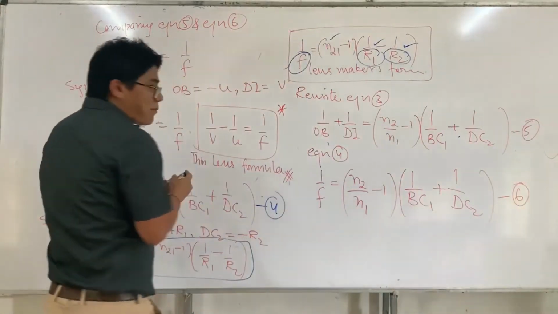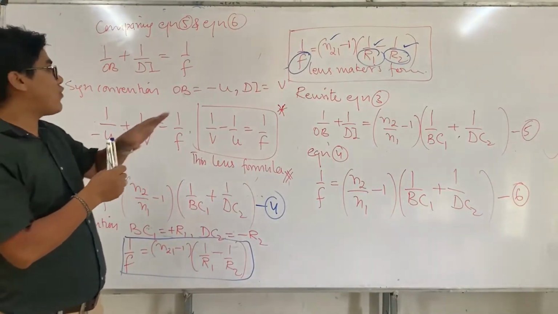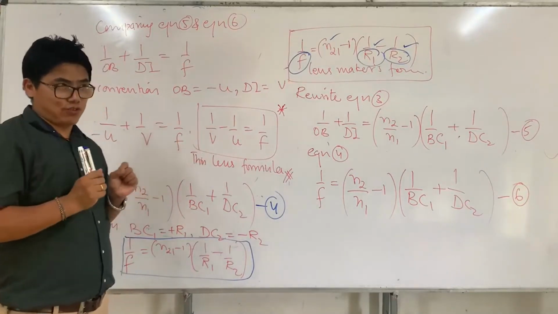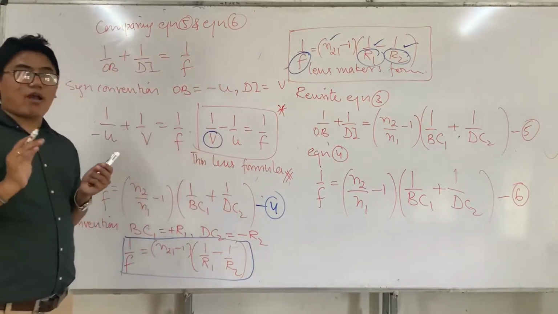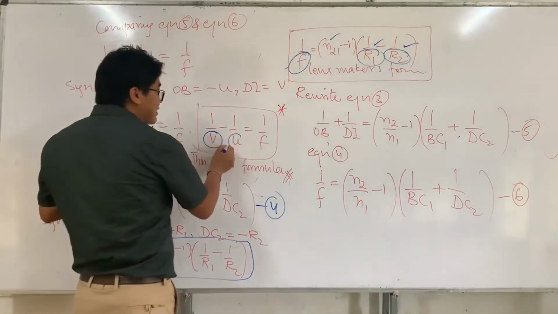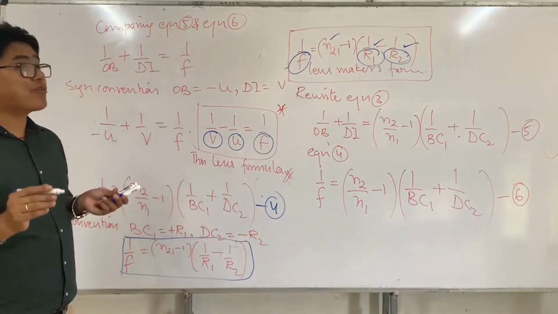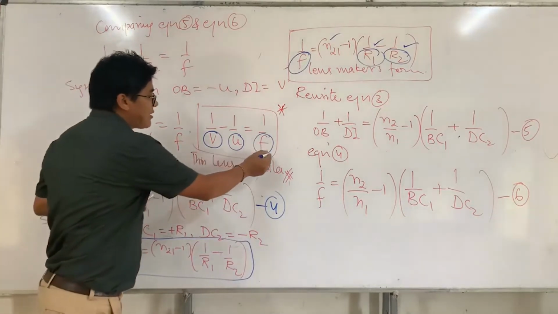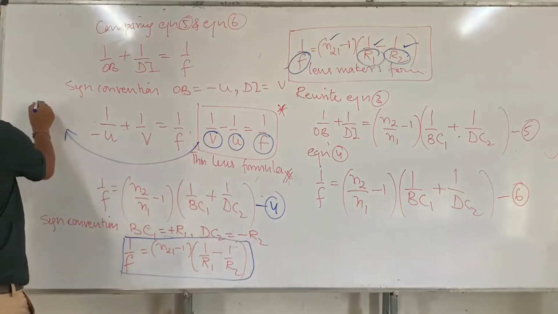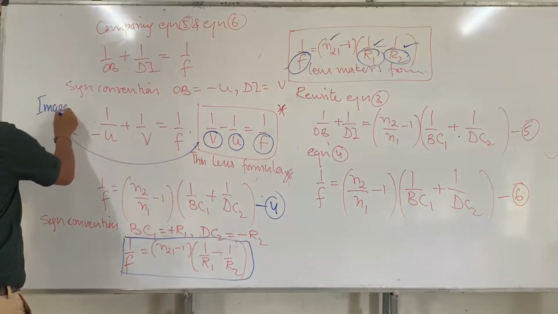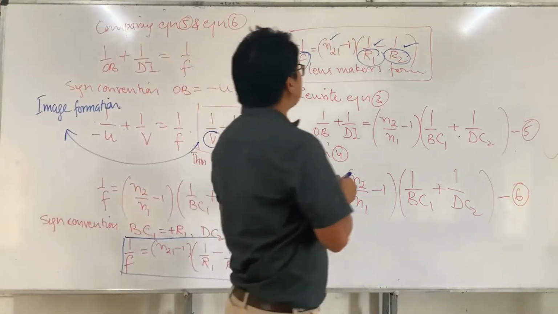Now you may ask me, what is the difference between the thin lens formula and the Lens Maker formula? The thin lens formula talks only about image formation. Why? Because here you have the image distance, the object distance, and F, the focal length, and focal length tells about the nature of the lens. So this gives you an idea about image formation.